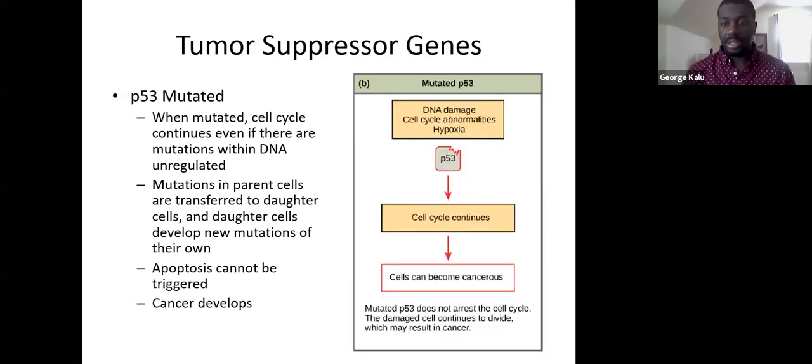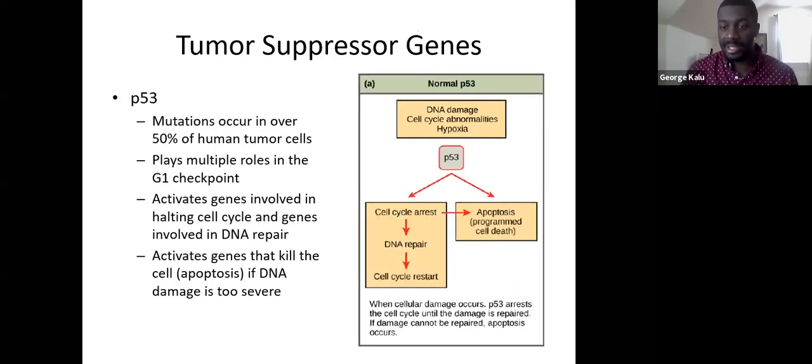Any questions on tumor suppressor genes? So this kind of makes sense. No? Okay, cool. Any questions here?